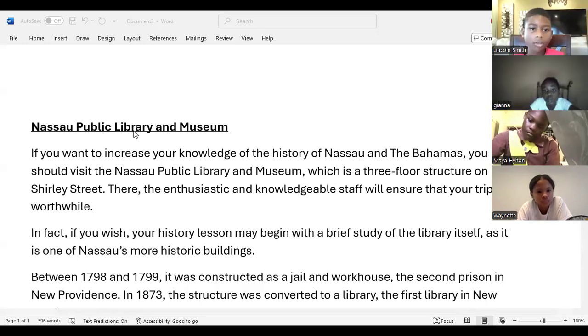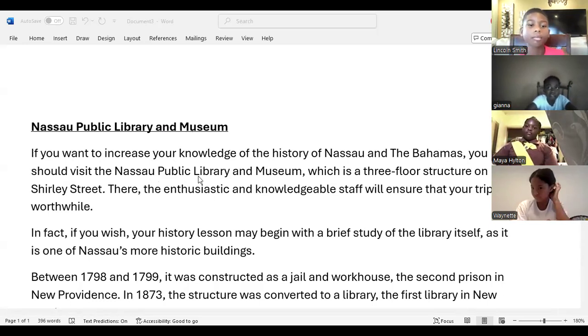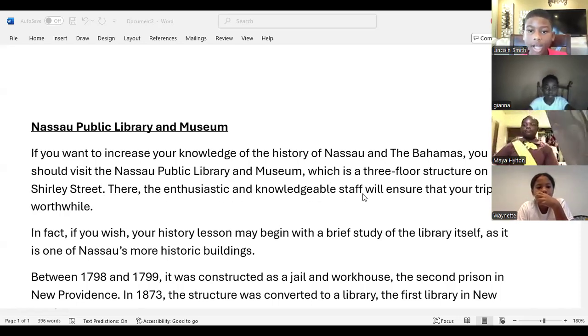Nassau Public Library and Museum. If you want to increase your knowledge of the history of Nassau and the Bahamas, you should visit the Nassau Public Library and Museum, which is a 3-floor structure on Shirley Street. There, the enthusiastic and knowledgeable staff will ensure that your trip is worthwhile.